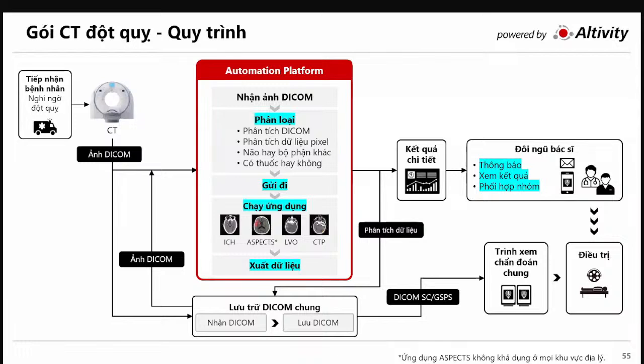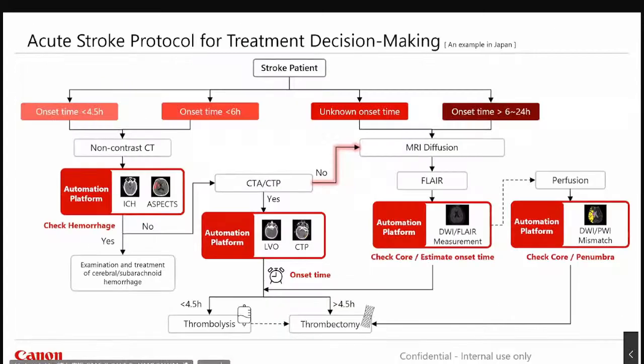So with that, you are able to get the result in short time, like 5 to 10 minutes, and make the critical decision for the stroke patient's treatment, which is time critical. And for patients that come with an unknown onset, normally you can also go for MRI diffusion scan. So this is just a typical workflow where you are able to have automation platforms of our CT stroke and MR stroke to apply for different types of patients that come into your emergency department.